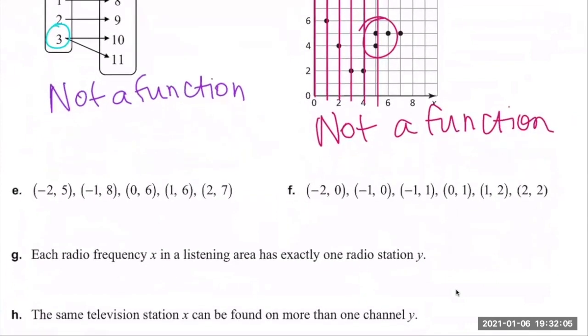So E and F, now we're looking at coordinate pairs. When we're looking at coordinate pairs, the thing that we want to look for is common x values. So I'm not even paying attention to my y values. Right away, I see that none of my x values are repeated, so this is indeed a function.